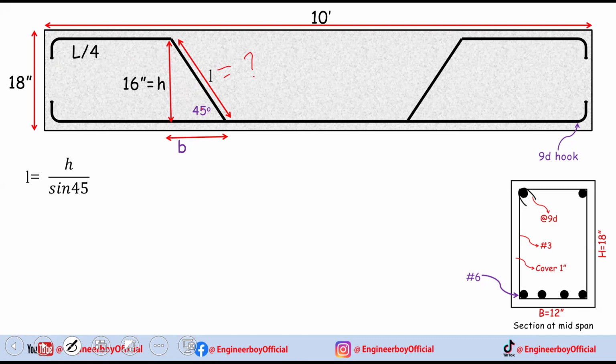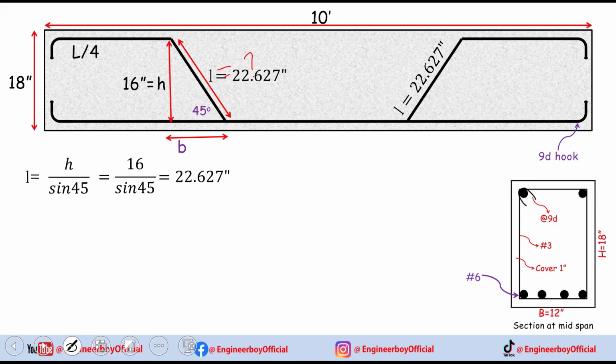And the total height is 18 inches. So subtracting 2 inches of concrete cover for one side and the other side, 16 inches is the effective height. You can call it effective height, it doesn't matter. So h is known, which is 16 inches, and we will divide that by sine 45. So we can have 22.627 inches. Very simple, okay? And that's the length.